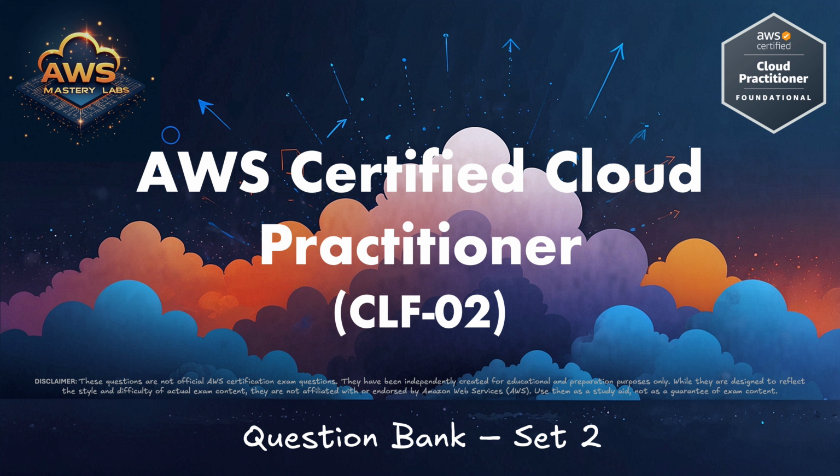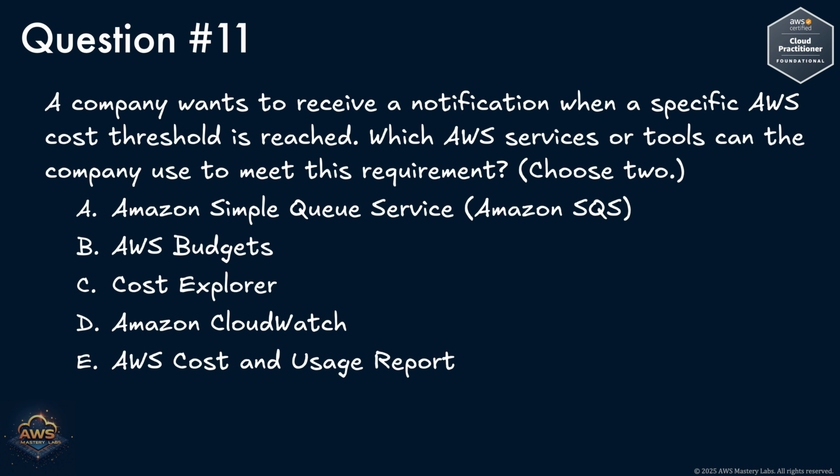Let's get started. A company wants to receive a notification when a specific AWS cost threshold is reached. Which AWS services or tools can the company use to meet this requirement? Choose 2. Let us identify and interpret key phrases in the question that will help with answering it. Let's highlight the key intent. Receive a notification when a specific AWS cost threshold is reached.